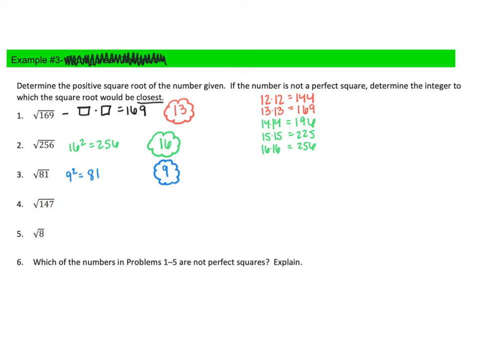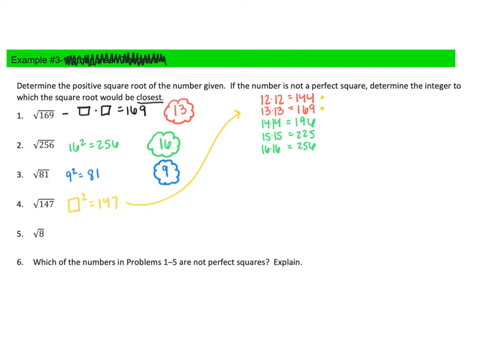Okay. Moving down below to 147. What squared equals 147? Well, if I look at the list that I've already created over here, I can see I never hit 147, and I have a number before it, and I have a number after it. So I know it's in between 12 and 13. Which one is it closest to?